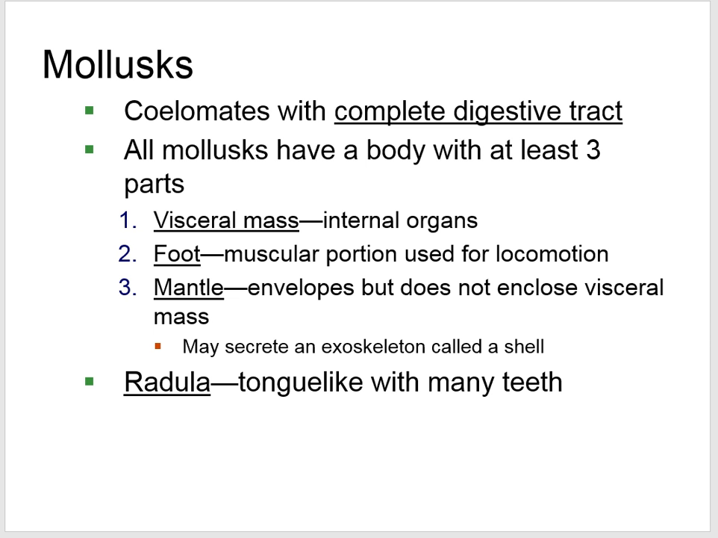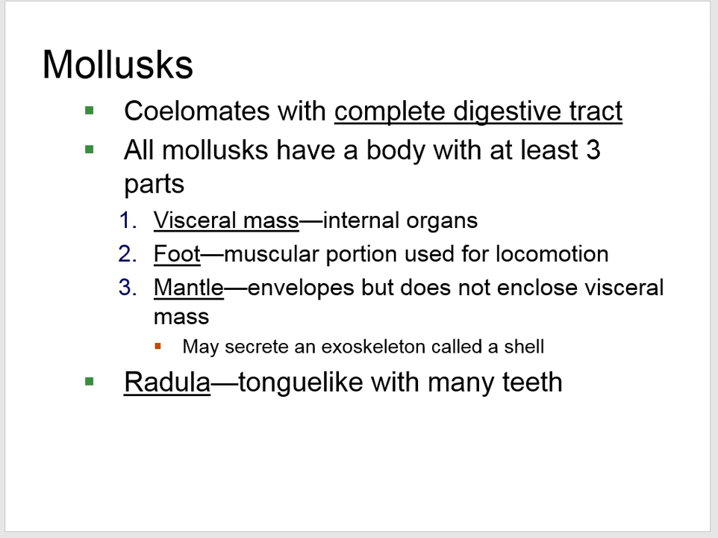The typical body plan of a mollusk, these guys do tend to look quite a bit different from one another. If you're looking at an octopus versus a snail, for example, they all have three major body parts. Visceral mass, which is all the internal organs that are present. A foot, which is the muscular portion that allows movement, and then a mantle, which is a protective covering that often in many of these creatures secretes a shell. And then some of them have a radula, which is a combination of a tongue and teeth, kind of.